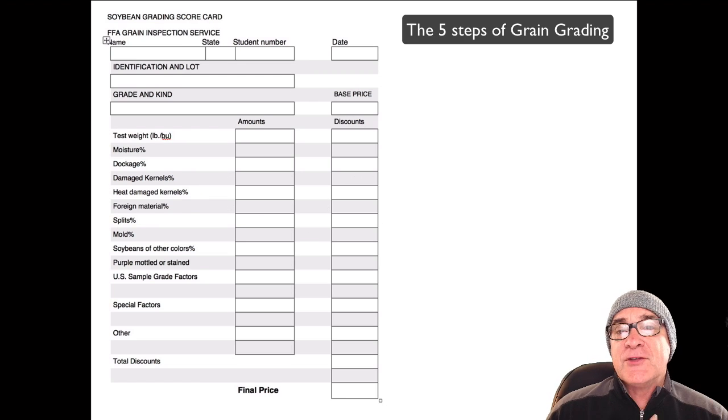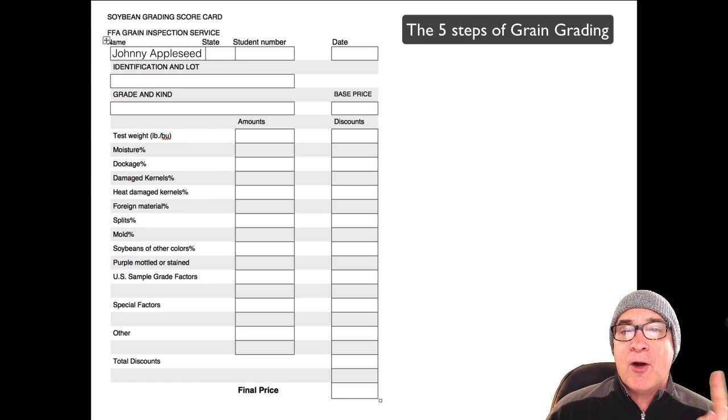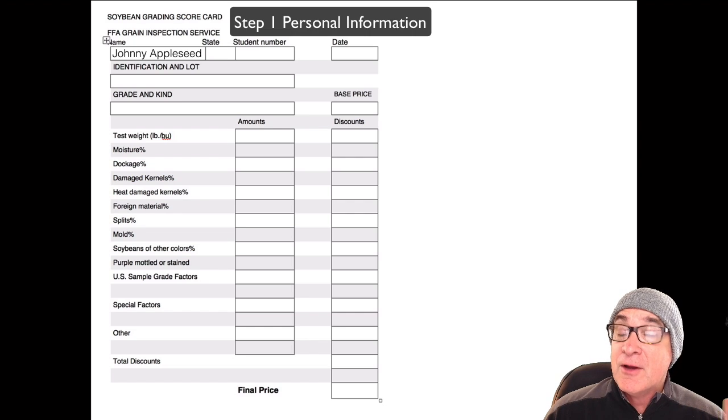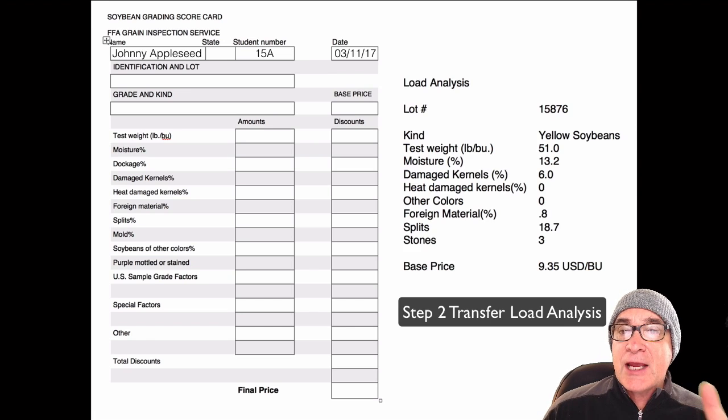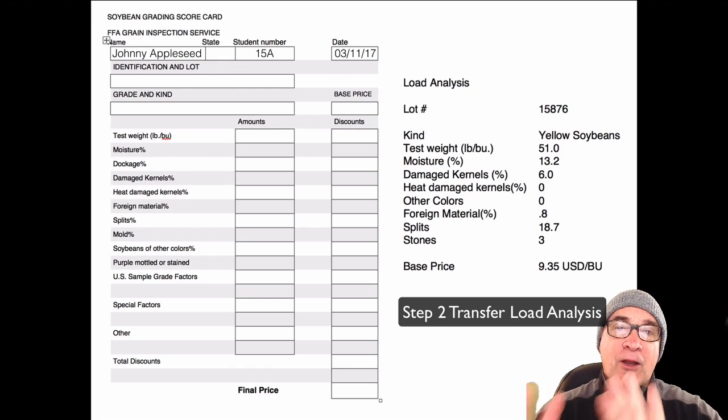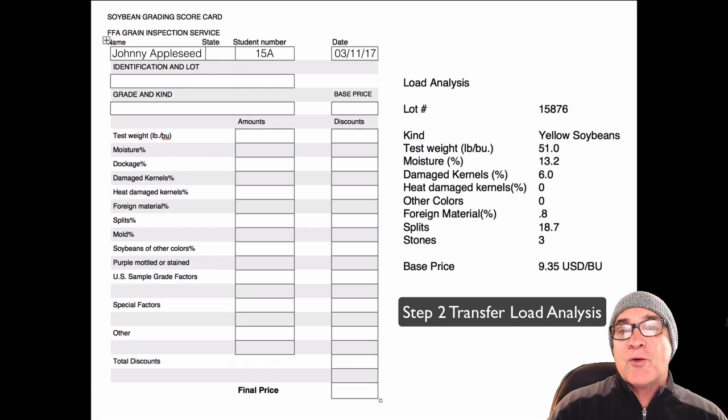There are basically 5 steps in grade grading. Number 1 is you've got to put all your personal information down, like your first name and last name, the date, your student ID or contestant ID. Then the second step is taking the load analysis and putting it in the correct lines of the amounts column. Also, you're going to have to put, for instance, the lot number and those kinds of things.